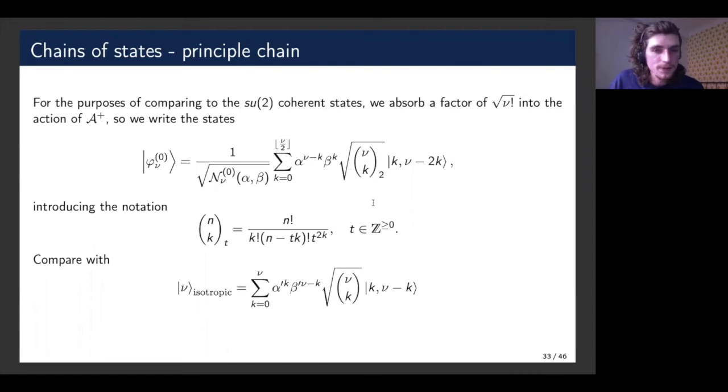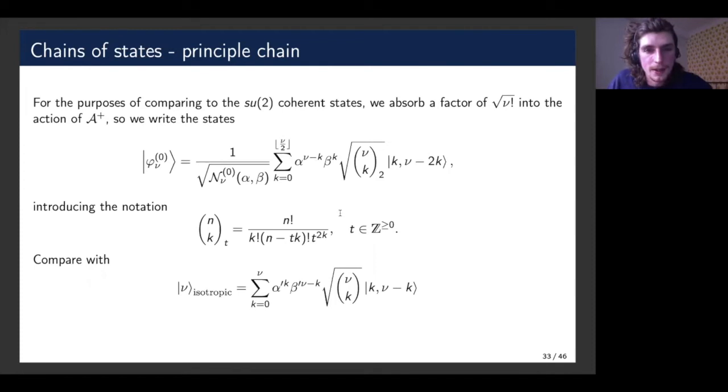And if we write it in this way and compare with the SU2 coherent states of the isotropic oscillator, we see a lot of similarity. Unfortunately, we can't define a normalization as convenient as the absolute value of alpha squared plus the absolute value of beta squared is equal to 1, because this isn't a binomial coefficient. So this normalization isn't the nth power of the alpha squared plus beta squared.